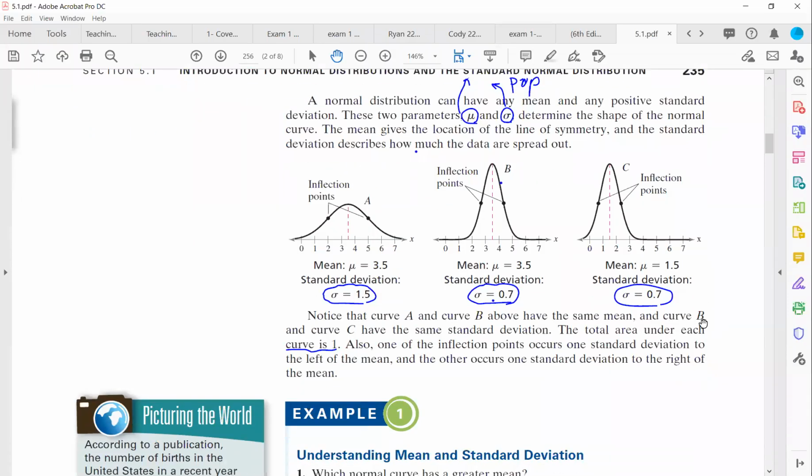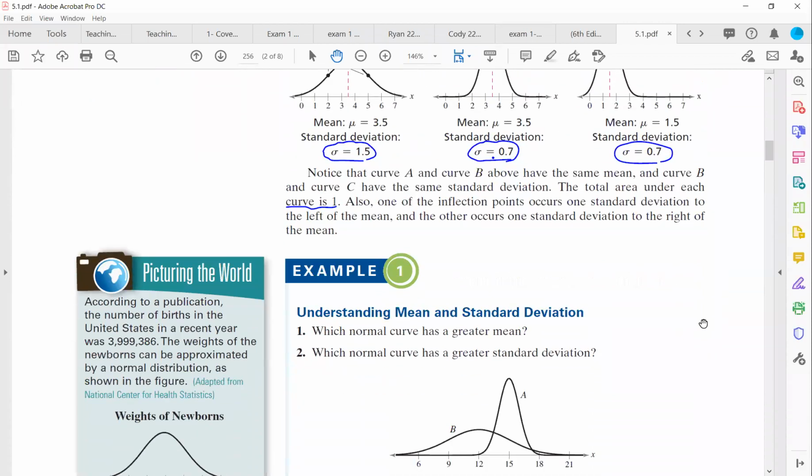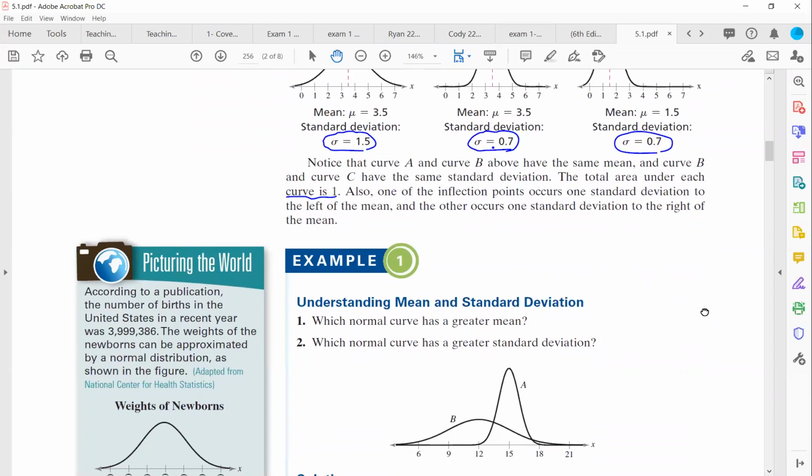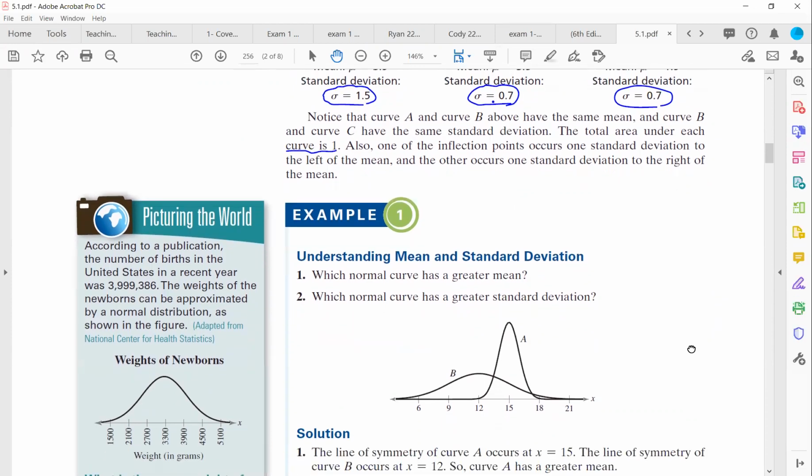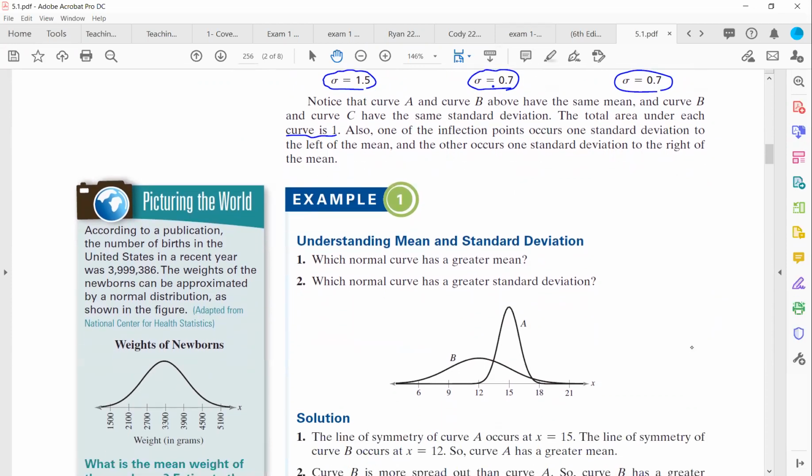Let us move on to example 1. Understanding mean and standard deviation for your data. The first one says, which normal curve has a greater mean? Part 2 says, which normal curve has a greater standard deviation? Okay, let's take a look at these two graphs. For graph A, the mean of the graph is 15. For graph B, as you can see, the mean is 12.